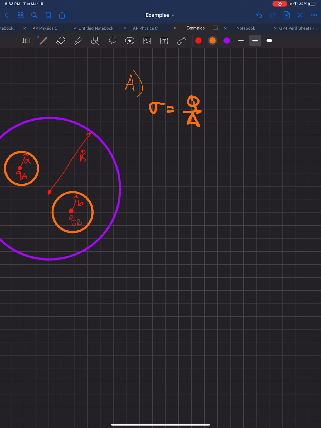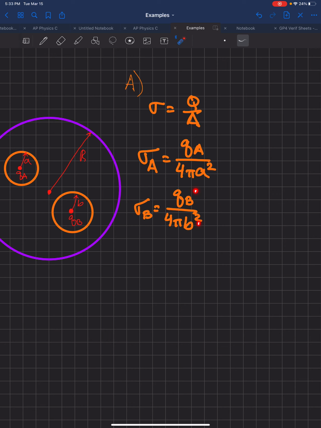Well, let's look at sigma A. How much charge is enclosed within this sphere? It's easy enough. It's only QA. And what's the area of this enclosed sphere here? 4 pi A squared. What is the charge density for B? It's almost identical. It's QB over 4 pi B squared, right? It's just the charge over the area.